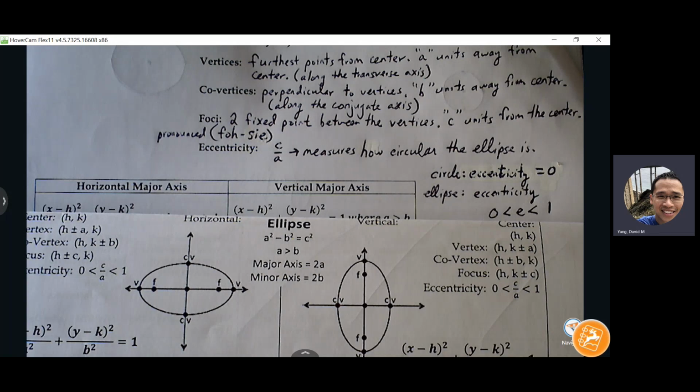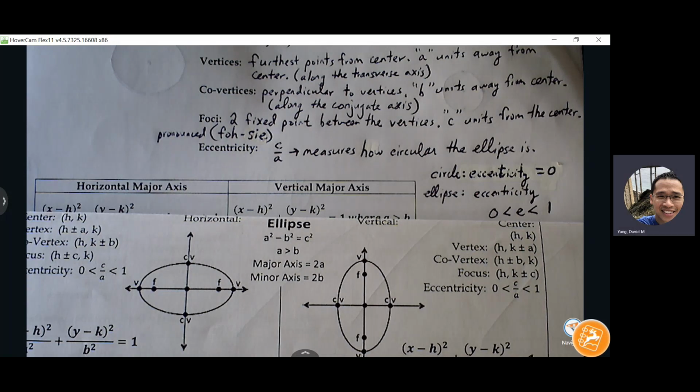So foci are two fixed points along between the vertex. It's an important point that basically builds that ellipse. And both of the focal points are C units away from the center. So if you know the A, B, and C value and the center, you can get to all the important points on the ellipse. You go A units away from the center to the vertex, B units away from the center to the co-vertex, and C units away from the center to the focus.